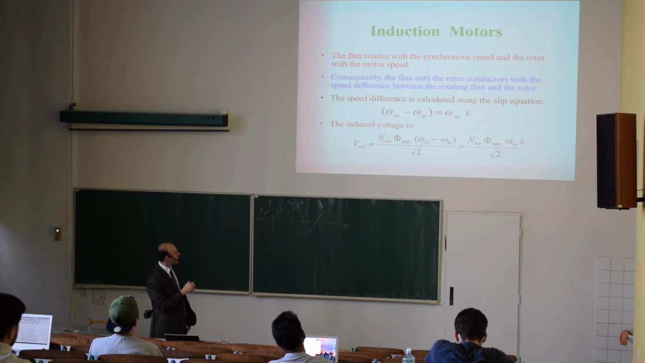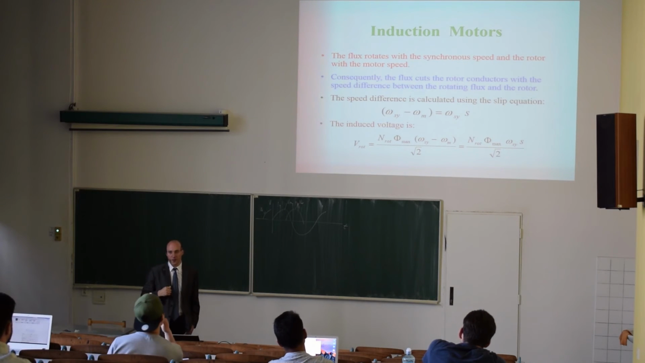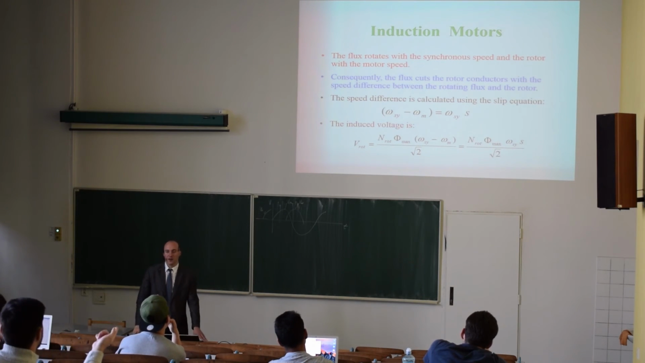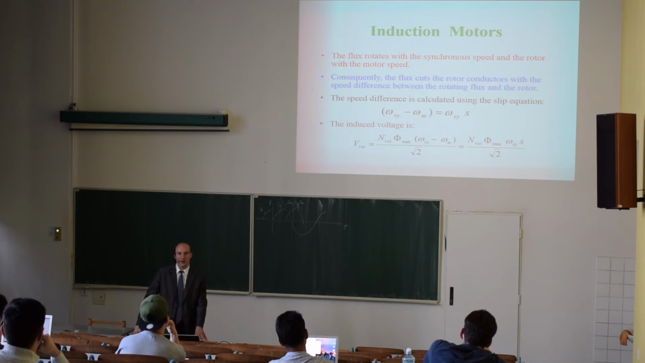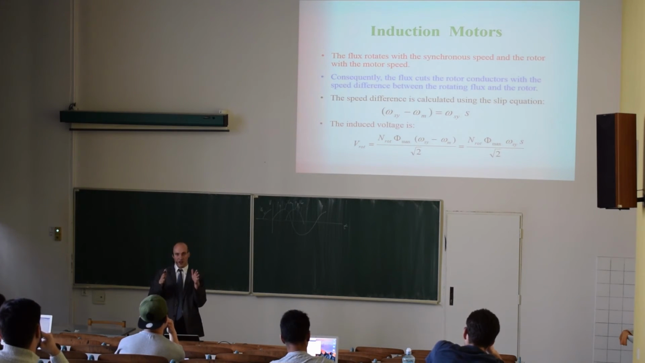Synchronous speed is given by the power supply frequency and construction, and slip is given by the load on the motor. It can be bigger than 1 if it's a brake. We will see that in the torque speed characteristic. But basically, if it's just a motor, it is from 0 to 1.